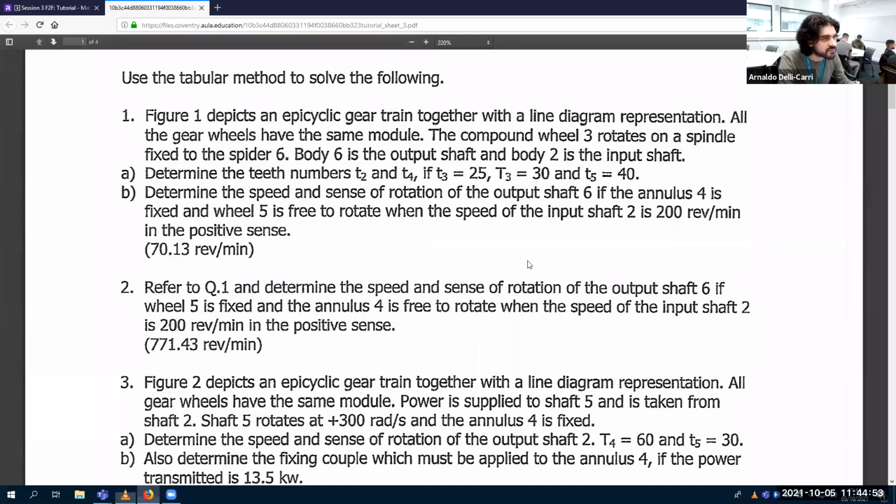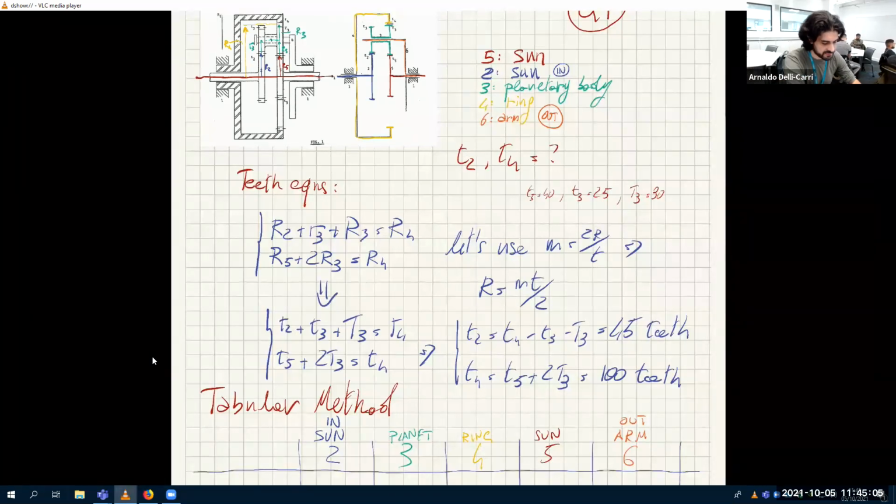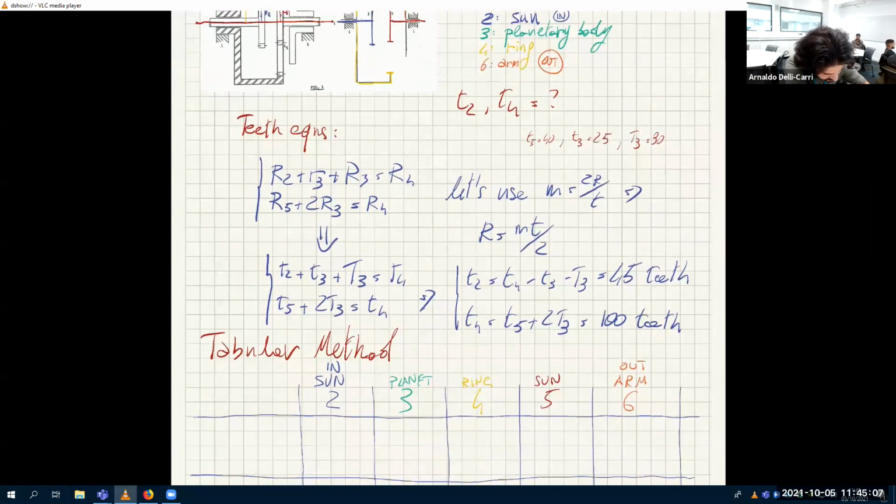So let's check the question. Determine the speed and sense of rotation of the output shaft 6 if the annulus 4 is fixed. So the ring, also called annulus, is fixed. All right. Now that we have this information, what we want is what happens to the output when I rotate the input. That's the idea. I want to know the transmission ratio that I get at the output of this black box when I rotate the input.